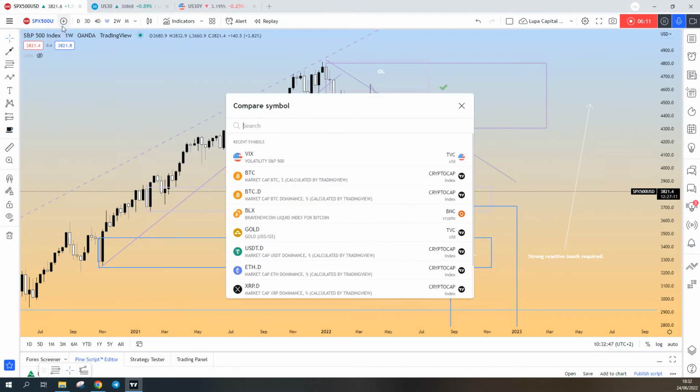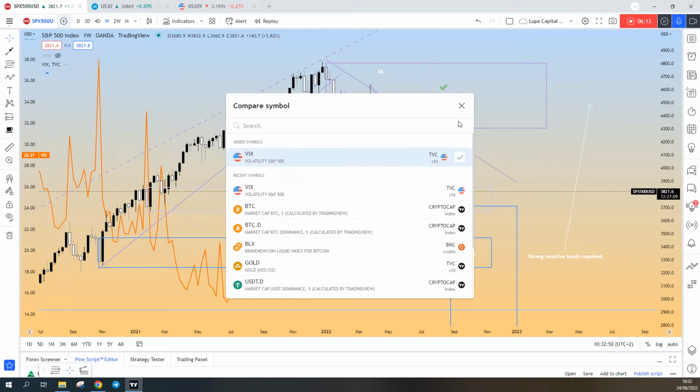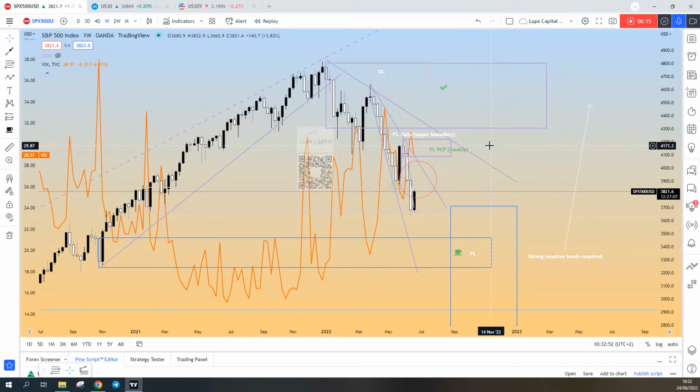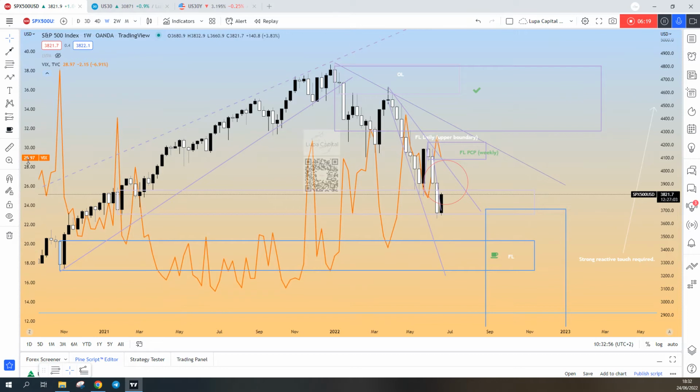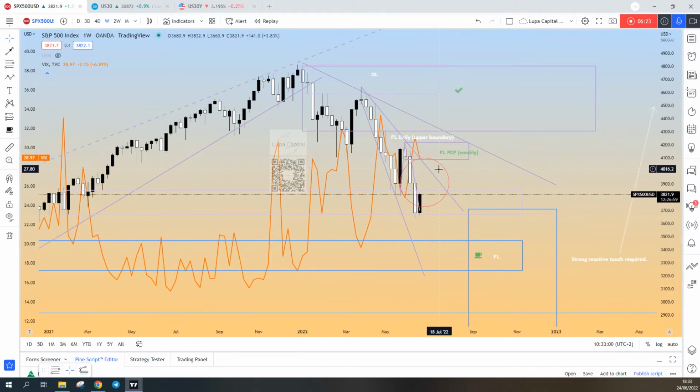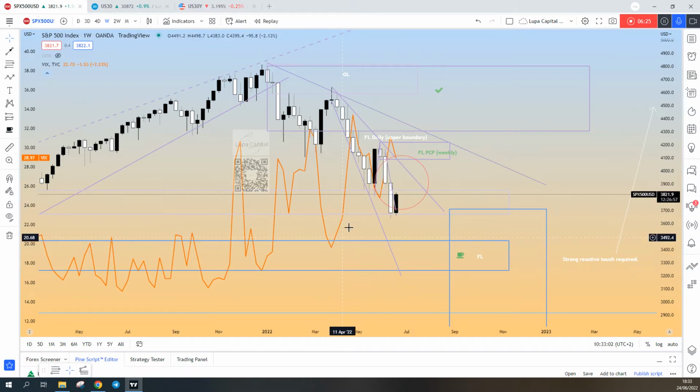So if you just add the VIX over the volatility of the VIX in the S&P. So at present, we're at 29% volatility. It's pretty heavy, but as you can see from the weekly, it's been producing higher highs, right?